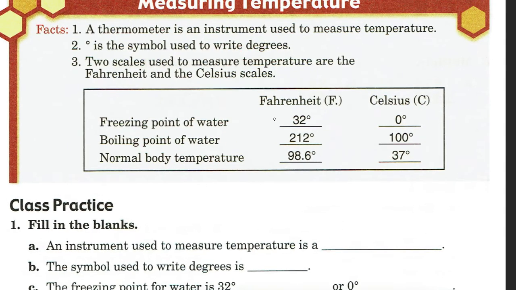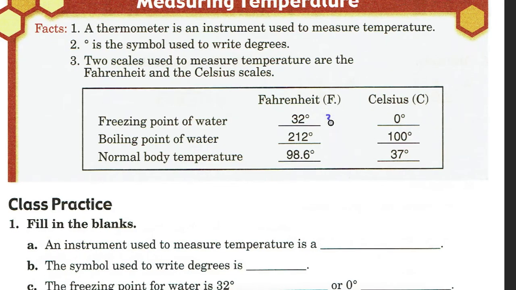Here are some important temperatures you need to learn for Fahrenheit and Celsius. The freezing point of water, the temperature that water starts to freeze. In terms of Fahrenheit, it is 32 degrees Fahrenheit. And for Celsius, it's 0 degrees Celsius. So the way you would write this would be 32, the degree symbol, and then F for Fahrenheit. Or for Celsius, 0, the degree symbol, and then C.